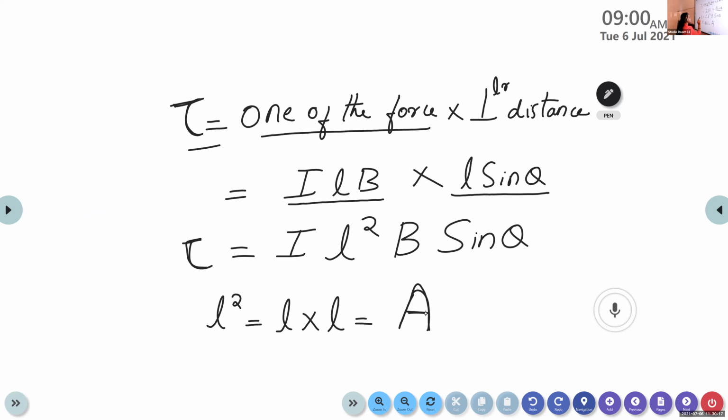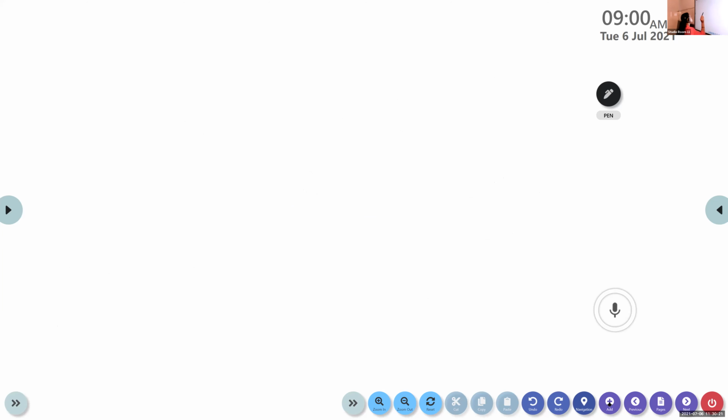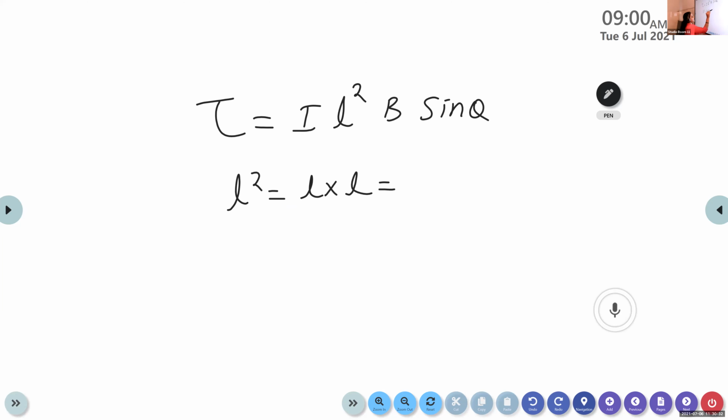So what happens to our equation? Our equation becomes tau is equal to I L square B sin theta. But this L square is equal to L into L, that is the area of the rectangular loop. Therefore, tau is equal to IAB sin theta.